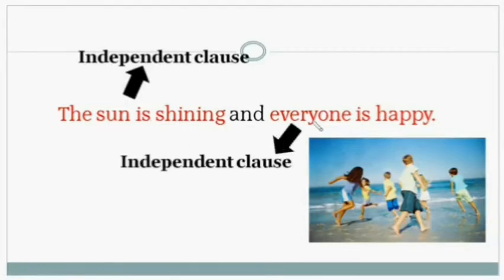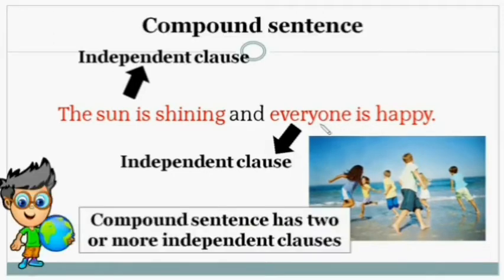ये दोनों क्लॉज ही इंडिपेंडेंट क्लॉज हैं. सो ये किस तरह का सेंटेंस है? ये एक कंपाउंड सेंटेंस है. कंपाउंड सेंटेंस दो और उससे ज्यादा इंडिपेंडेंट क्लॉज से बना हुआ होता है.